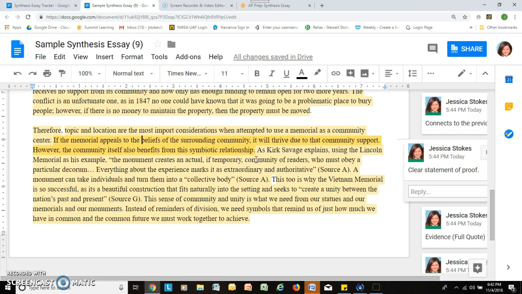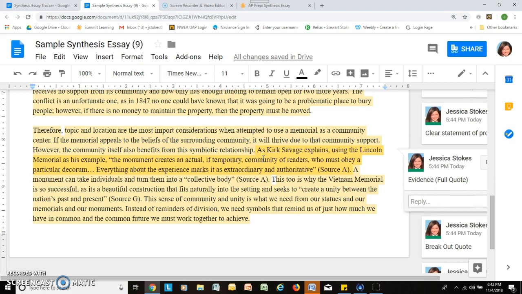So next, the author writes, as Kirk Savage explained, so we have a transition as we're going from the topic sentence to the evidence. Again, this is also a tag phrase as it provides the author's name before proceeding into the evidence. Using the Lincoln Memorial as his example, so it provides more context, which is very important for the quote, because we want to know not only who's talking, but what he's writing about.